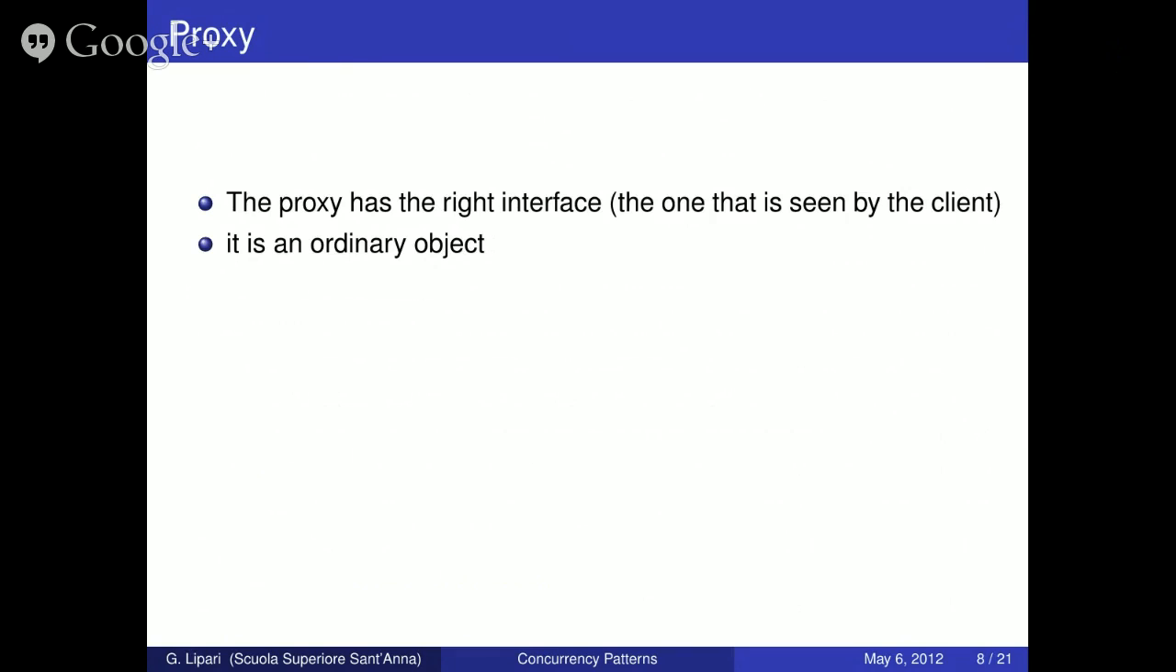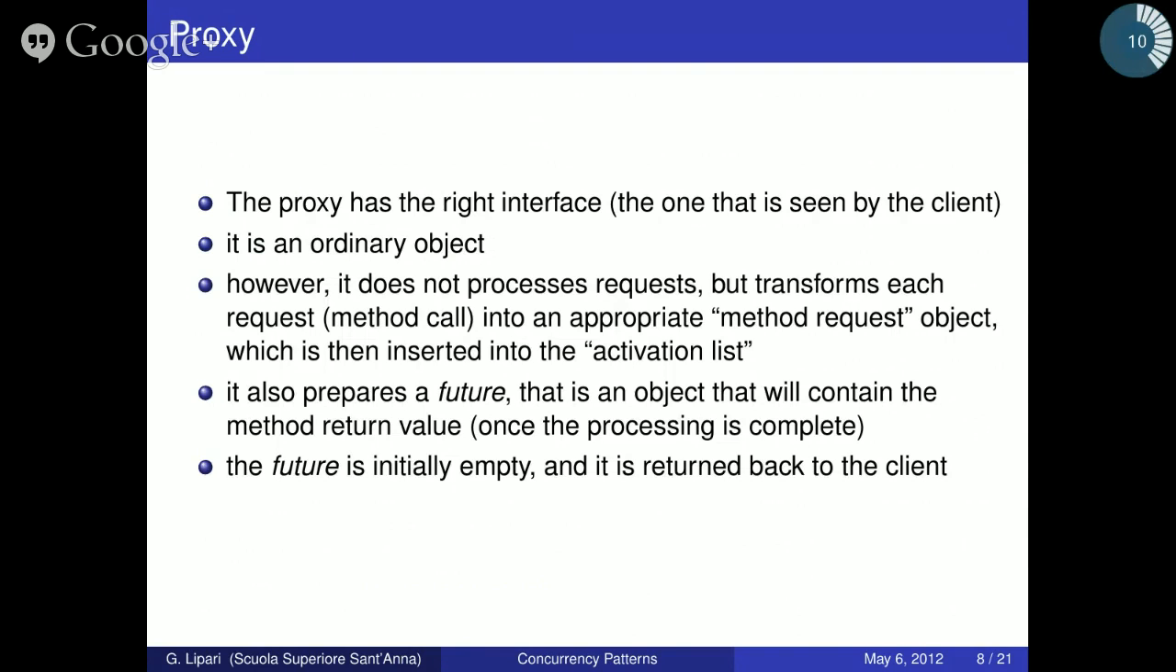So the proxy has the right interface, is the one that is seen by the client, and it is an ordinary object. However, it does not directly process the requests, but transforms each request into an appropriate method request object, which is inserted into an activation list. And then it also prepares a future, that is an object that will contain the method return value once the processing is complete. The future is initially empty and is returned back to the client.